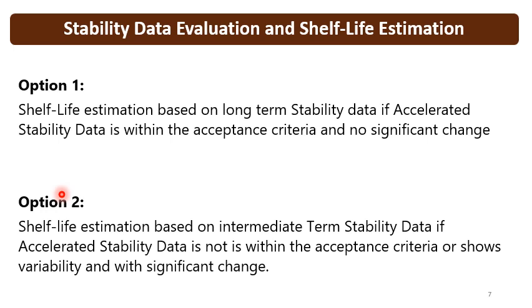So option 1 is when the accelerated data is okay and no significant change is there, variability is not there. And second option is where the significant change has occurred at accelerated condition, but the intermediate condition is okay. Now see how the expiry period is assigned.